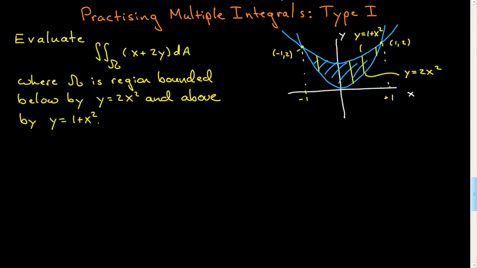But in this case, I'm going to elaborate a little bit more. I'm going to write down what omega is as a set of points. Perhaps this is unnecessary in this case, but it's good practice. So x will be between minus 1 and 1. What will y be between for any given x? It will be between 2x squared and 1 plus x squared. So hopefully I haven't made any mistakes thus far.